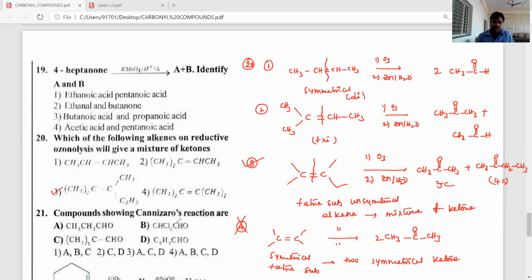Which compound shows the Cannizzaro reaction? To show the Cannizzaro reaction, the absence of alpha hydrogens is required. See, here alpha hydrogens are present, so it cannot show the Cannizzaro reaction. And here also alpha hydrogens are present, one alpha hydrogen. Here no alpha hydrogen, and here also no alpha hydrogen. So the answer is options C and D. The second option, trimethyl acetaldehyde and benzaldehyde, shows the Cannizzaro reaction because they don't contain alpha hydrogen atoms. Okay, let's go to the next question, dear students.